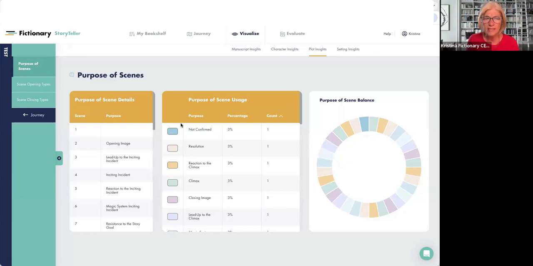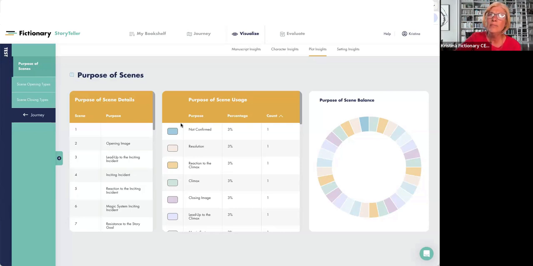External pressures are things outside of the protagonist's control that make it hard for them to reach their story goal. And so after the middle plot point, they're now proactive, and there are going to be other things that come in and hammer them and make it hard for them to do that.